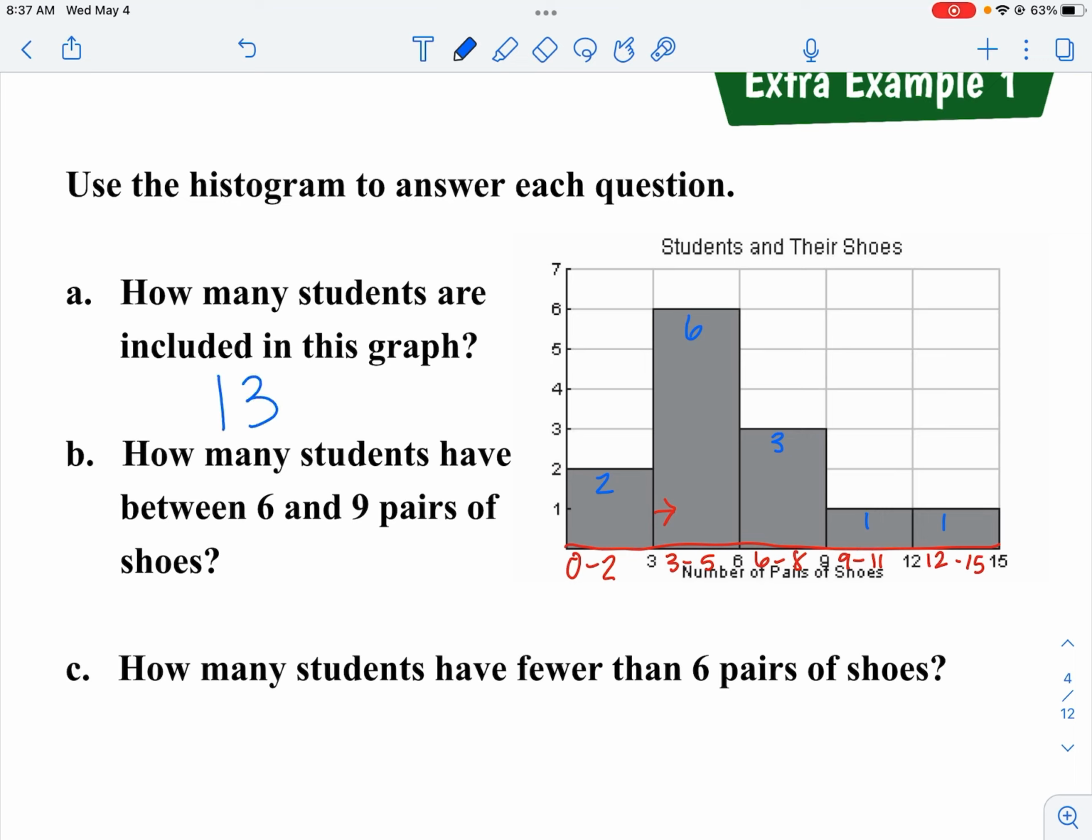It says how many students have between 6 and 9 pairs of shoes. So that's this one right here. And our answer is 3. How many students have fewer than 6 pairs of shoes? Oh, whoops. So that one is going to be these 2, if we're talking 6 or less. We add 2 plus 6 together and we get 8.